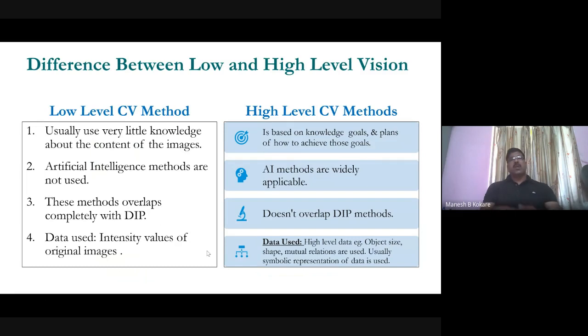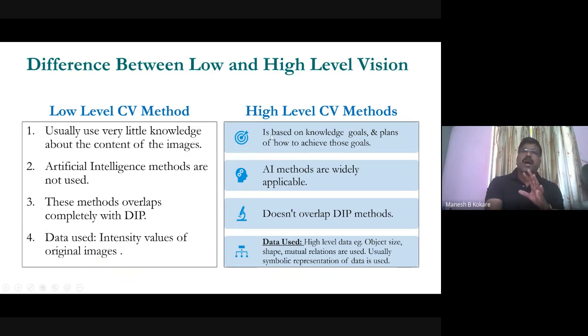Now we'll see the one-to-one difference between low-level computer vision methods and high-level computer vision methods. As I told you, in a low-level computer vision method you are processing at the pixel level. So the first difference is that it usually uses very little knowledge about the content of the image. You are considering a small portion of the image, processing it pixel by pixel, and then getting the output. So you are using very little knowledge about the content of the image.